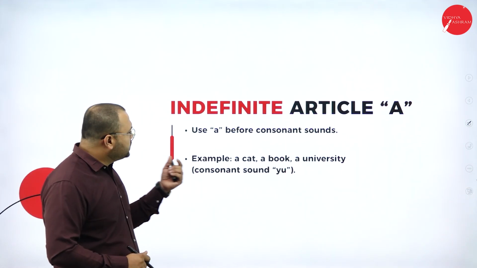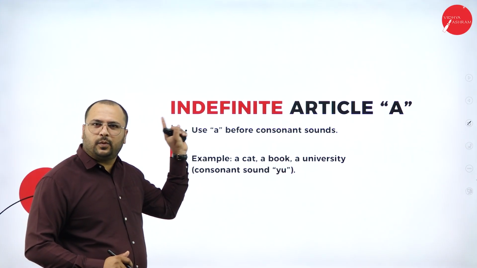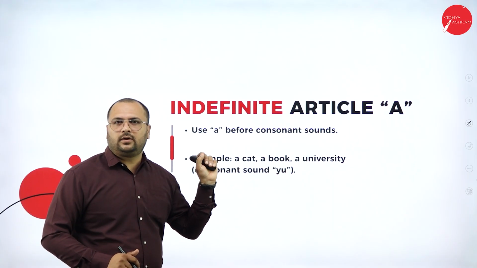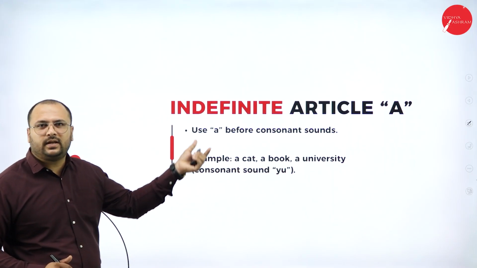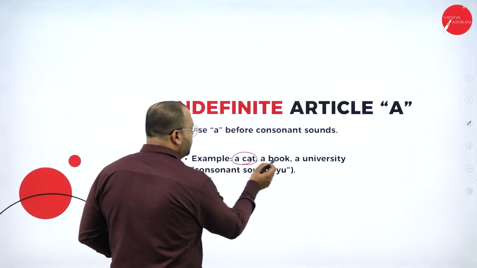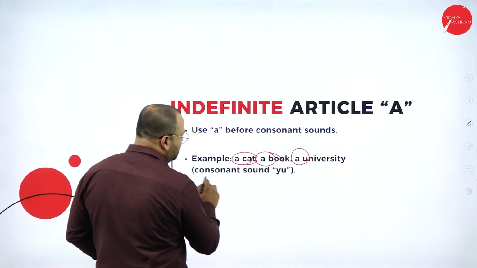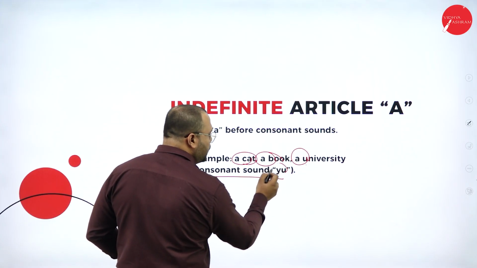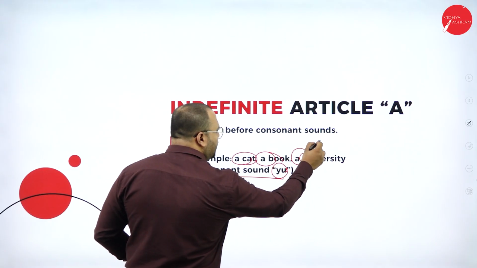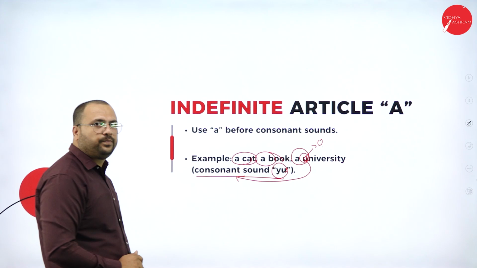Indefinite article. Use a before consonant sounds. So I told you it's 1 in number. Use it before a consonant sound. It is not consonant letters, it is consonant sounds. Example, a cat, a book, a universe. Here, the definition is like this. Consonant sound, U, YU is pronounced here. The letter is a vowel, but the sound is a consonant.